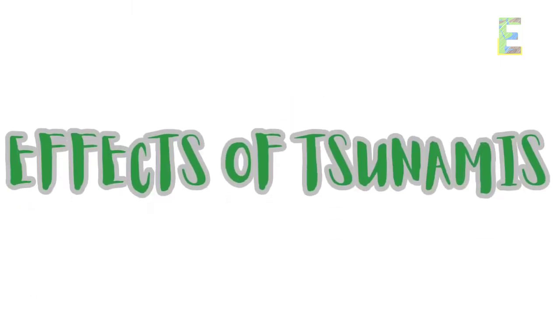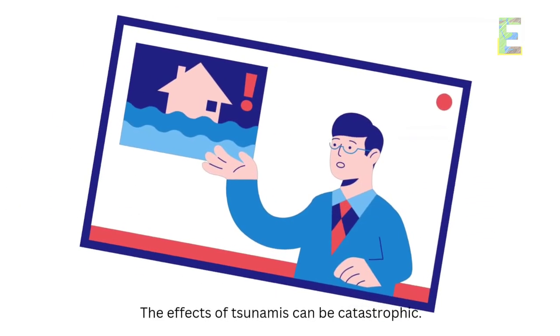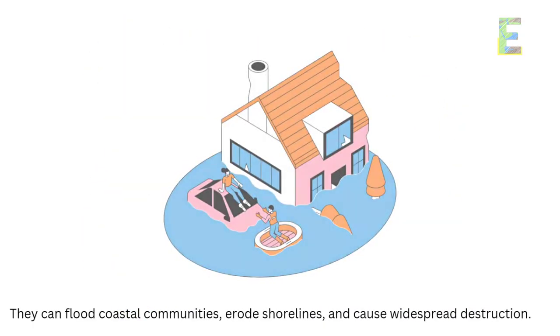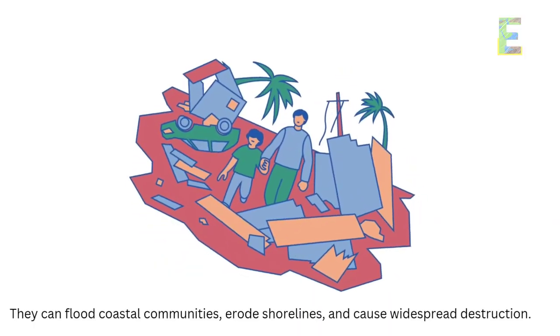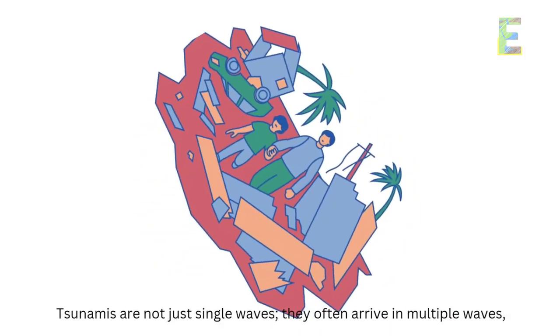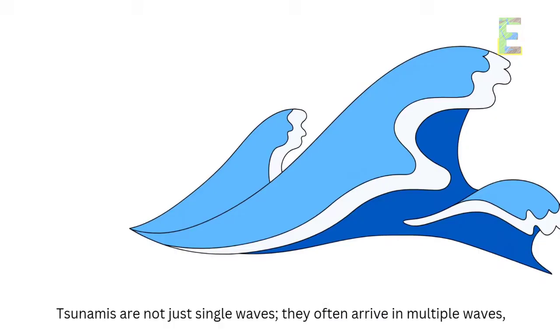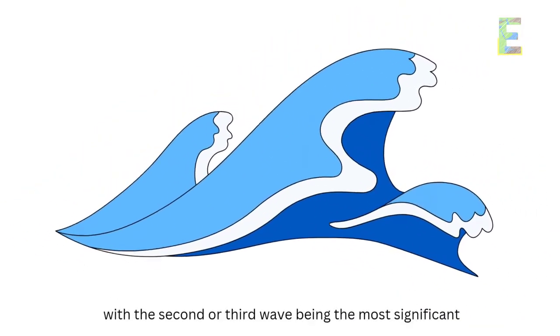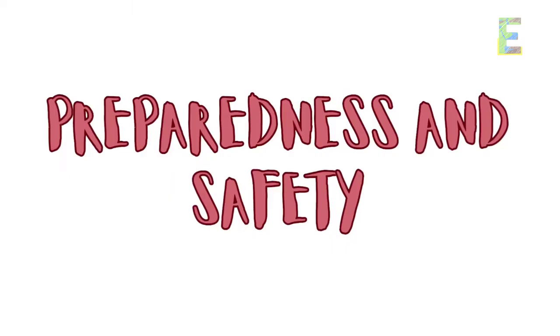Effects of tsunamis. The effects of tsunamis can be catastrophic. They can flood coastal communities, erode shorelines, and cause widespread destruction. Tsunamis are not just single waves, they often arrive in multiple waves, with the second or third wave being the most significant. Preparedness and safety.